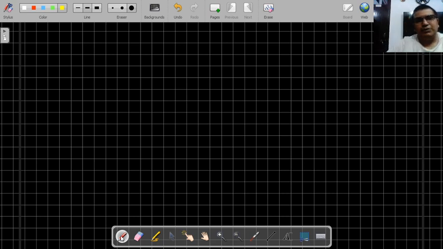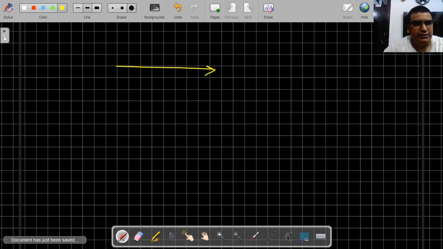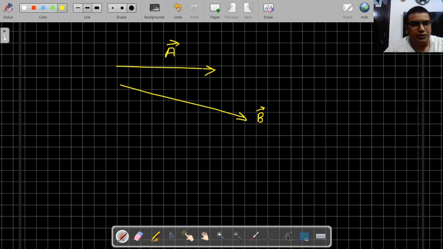Now, there are some more examples of vectors. Suppose there are two vectors a, b. This vector is a, and this vector is b. As you can see, the direction is not the same, even the length is not the same, they are not parallel, but they are not exactly anti-parallel. So these are basically called different vectors.